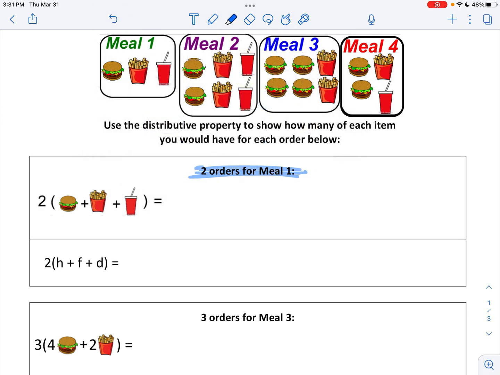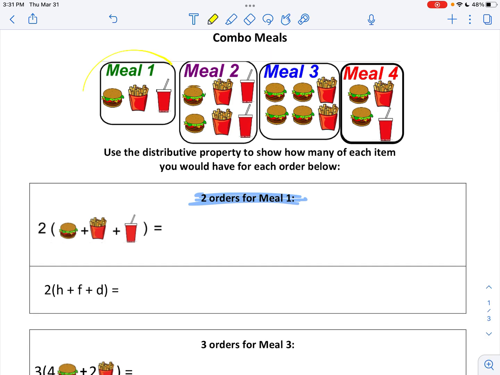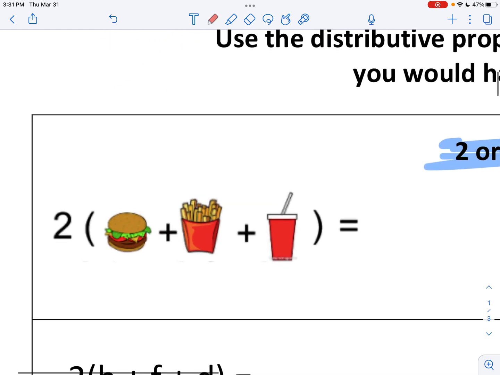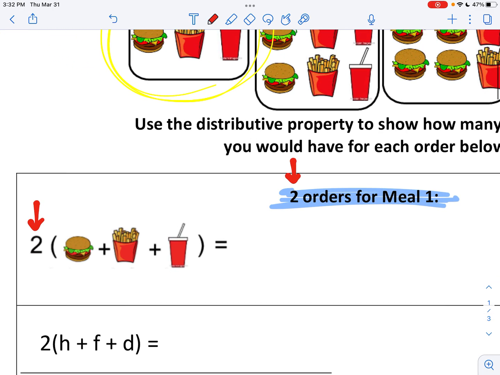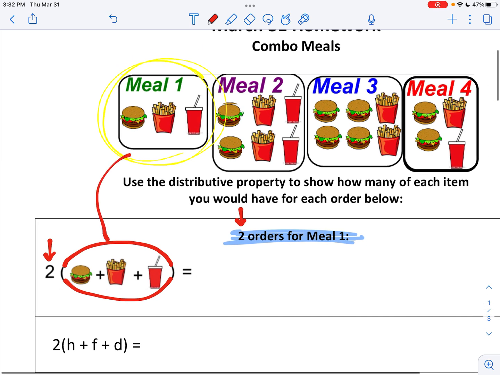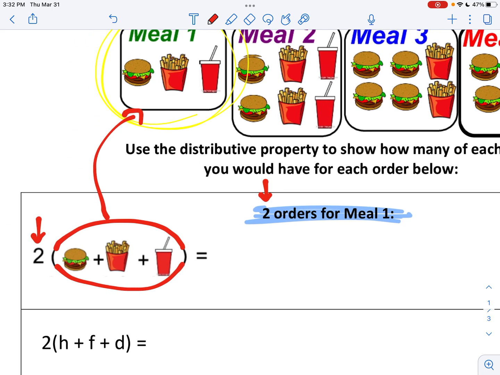So I am going to circle meal number 1 and double check that's what it shows down here in the box. So it should be a burger, a fry, and a drink. That's great. So when I write this with distributive property notation, there's a 2 in the front because we want 2 orders. Inside the parentheses is what can be found inside that box for meal number 1.